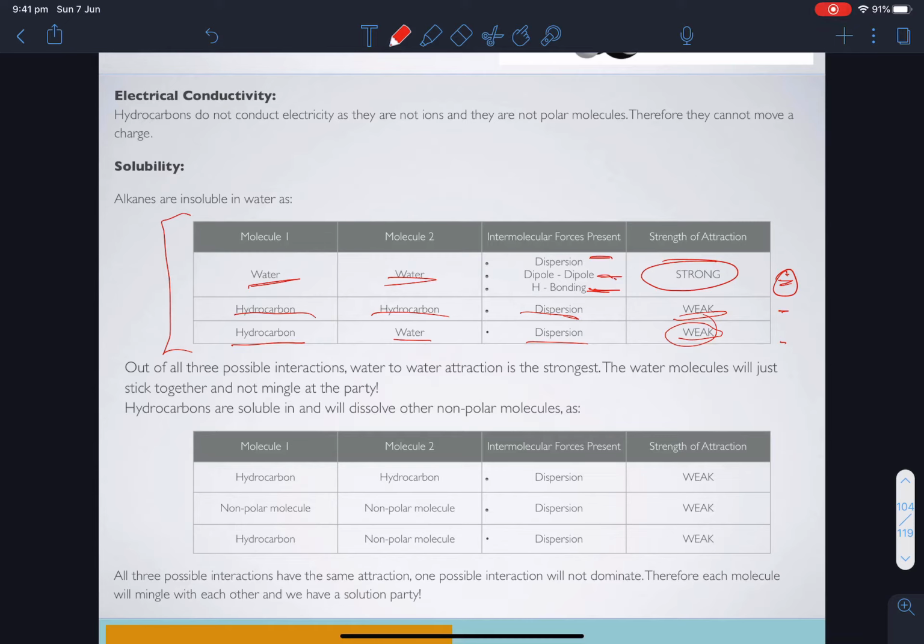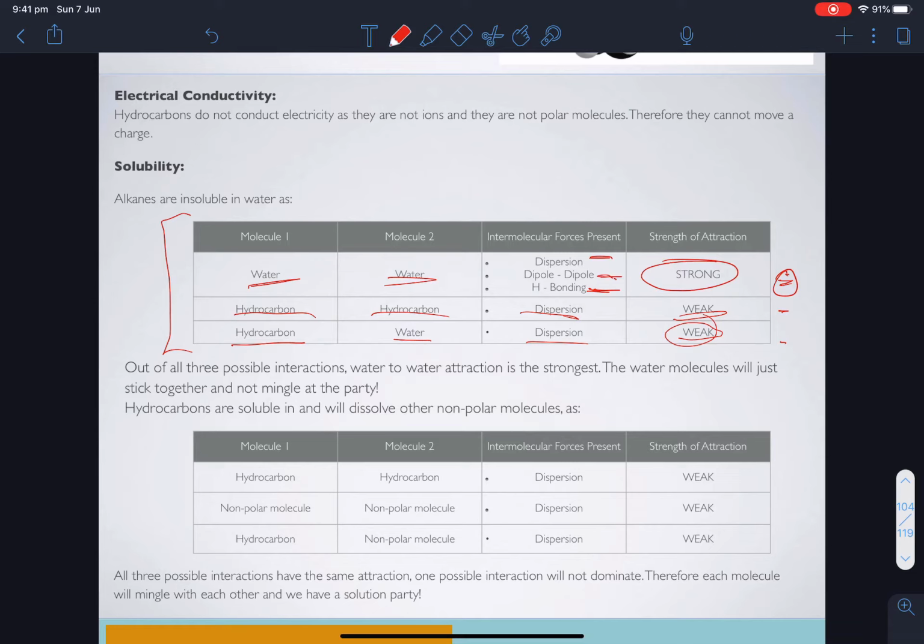So what you're going to have is your hydrocarbons, depending on the density, forming a different layer in the water. So we often talk about oil floating on water because it has a lower density of water. This is the reason why. Water just wants to stick with water. It doesn't want to stick with those non-polar molecules.